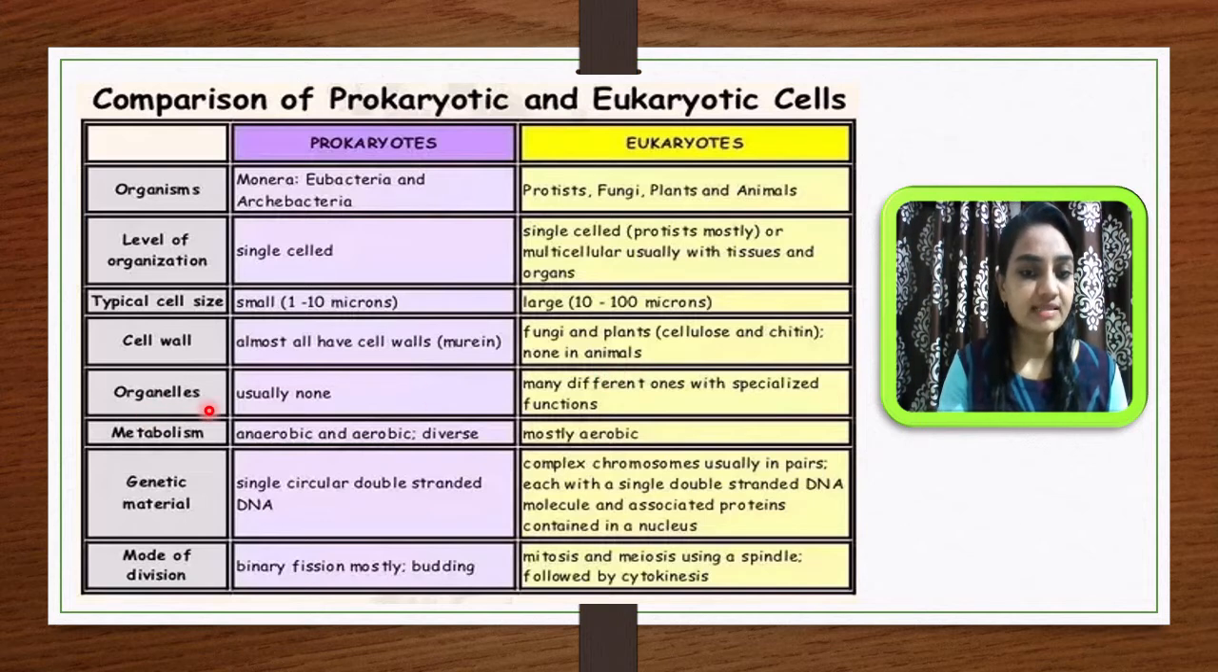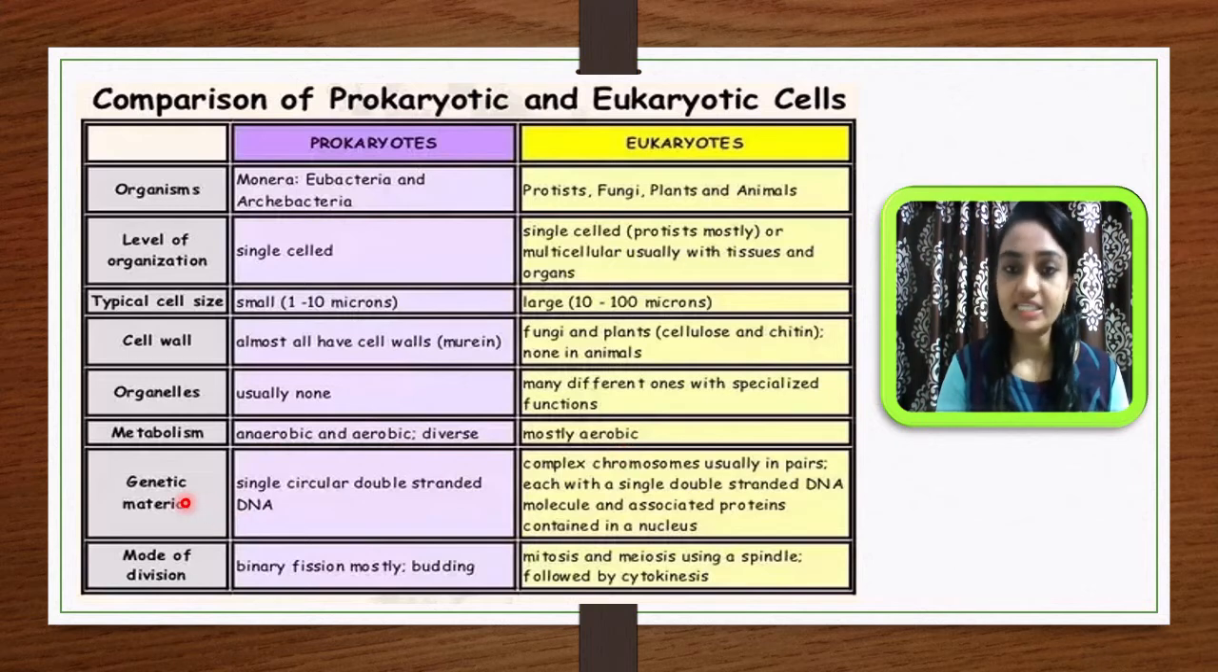Organelles: usually none, means prokaryotes do not have any cell organelles, whereas in this case there are many different ones with specialized functions like mitochondria, chloroplast and centrioles present in eukaryotes. Metabolism: both in presence of oxygen and in absence of oxygen, both types of metabolism are found, and that's why they are diverse in metabolism. So anaerobic as well as aerobic metabolism you will observe. Whereas in eukaryotic cells, they are mostly aerobic, means they can only metabolize in presence of oxygen.